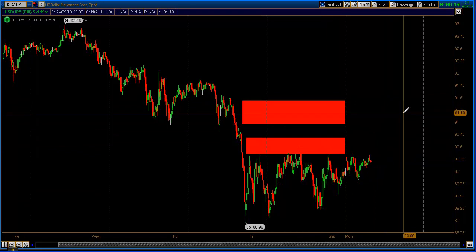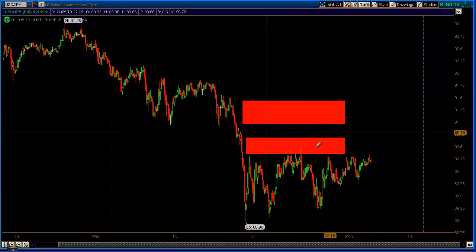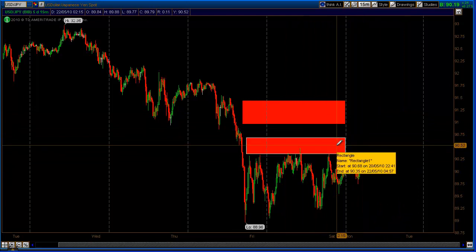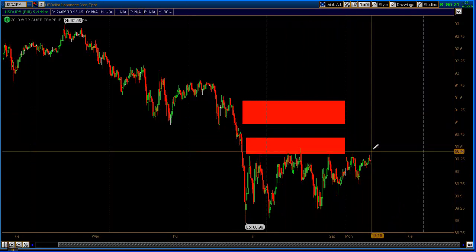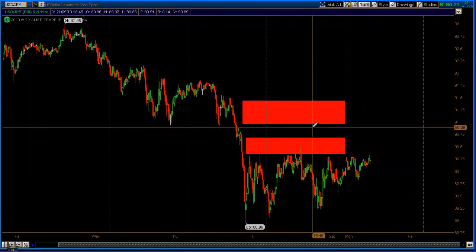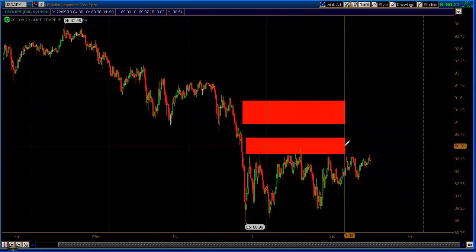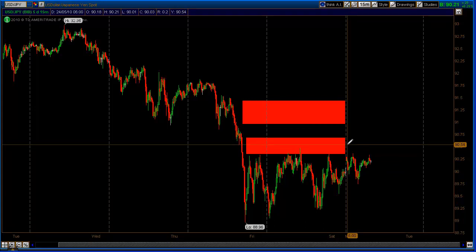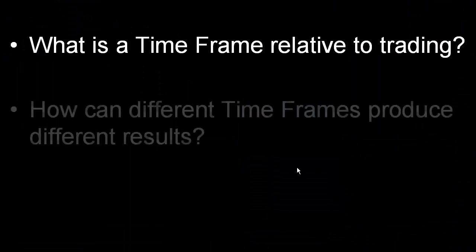So you've got the weekly trend, our bias is to the downside. Daily bias is to the upside. But on intraday, because our weekly bias is to the downside, we are looking for opportunities to get into bearish positions. We are looking to sell this market. So we are identifying all the levels where that's going to be possible and where we think there's going to be resistance from other traders. So that's how different time frames can produce different results.